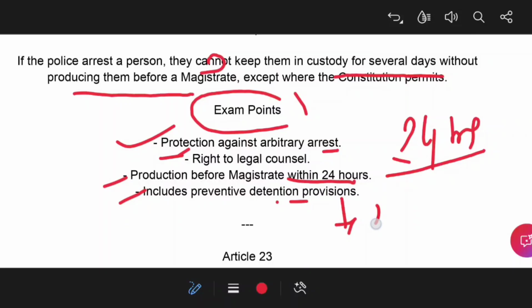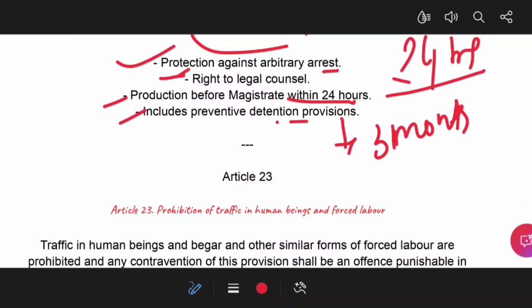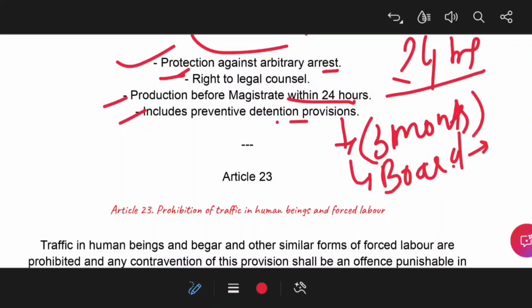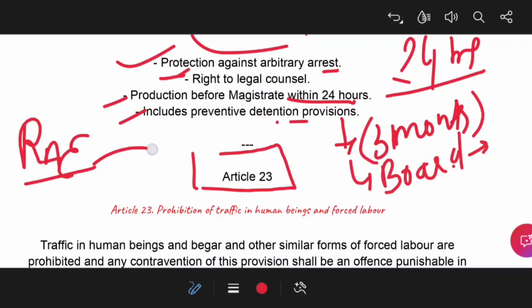And the maximum is 3 months under preventive detention unless a board of judges extends your detention. Okay. Unless a board of judges of the High Court extends your detention, the maximum detention time under preventive detention laws, with some exceptions as well, is 3 months. Now Article 23. Right against exploitation is included under Article 23 and Article 24.